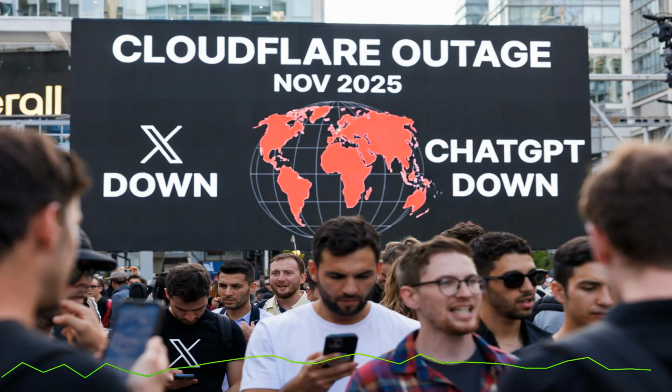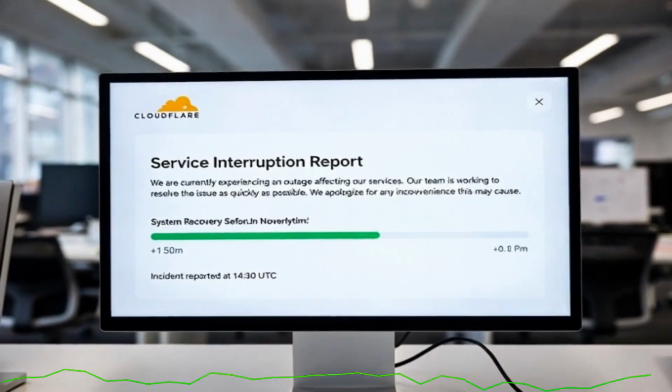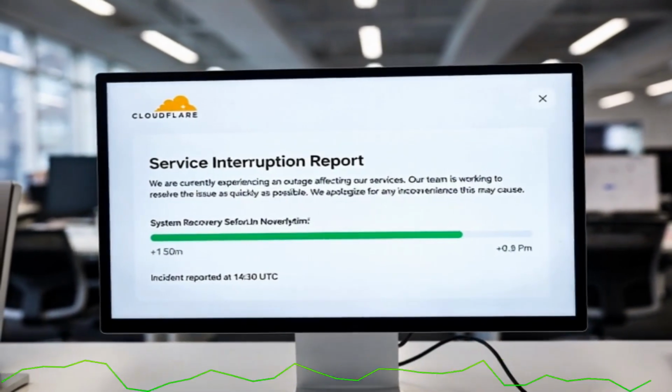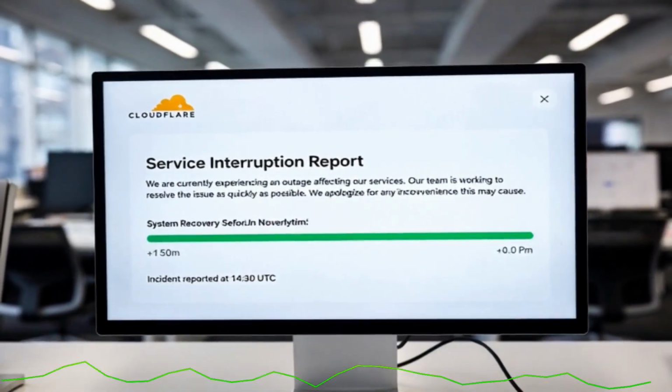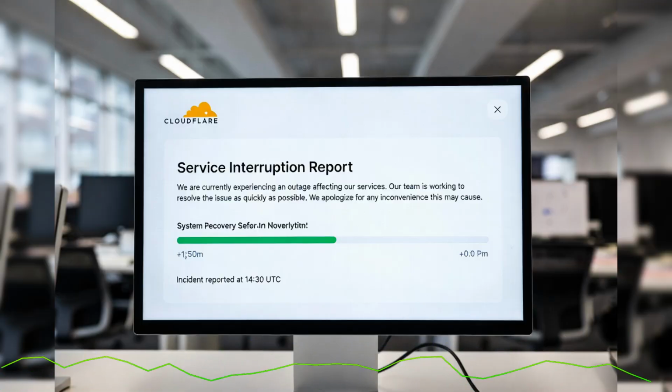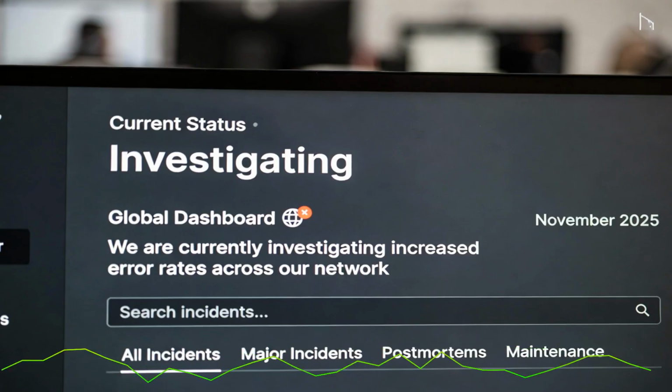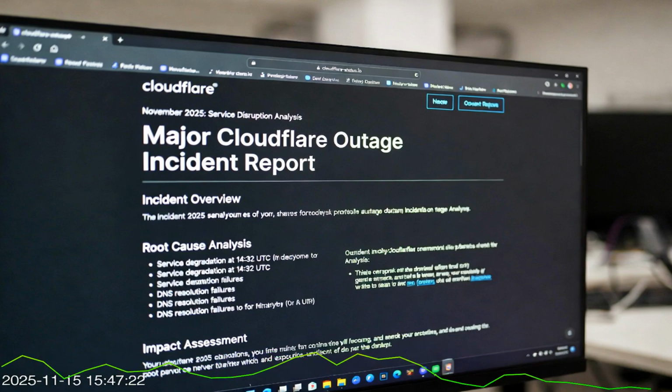Scenario C, the fintech fails secure. For a bank using Cloudflare Access, their Zero Trust product, the impact was different. When the authentication tokens couldn't be renewed, the system did exactly what it was supposed to do. It locked everyone out.